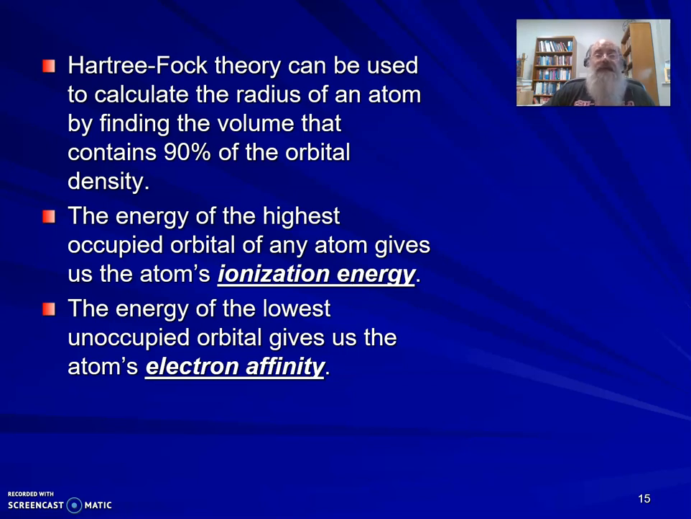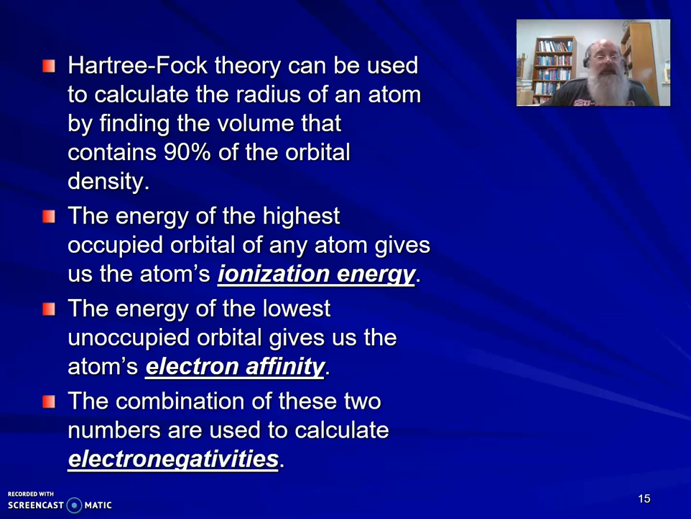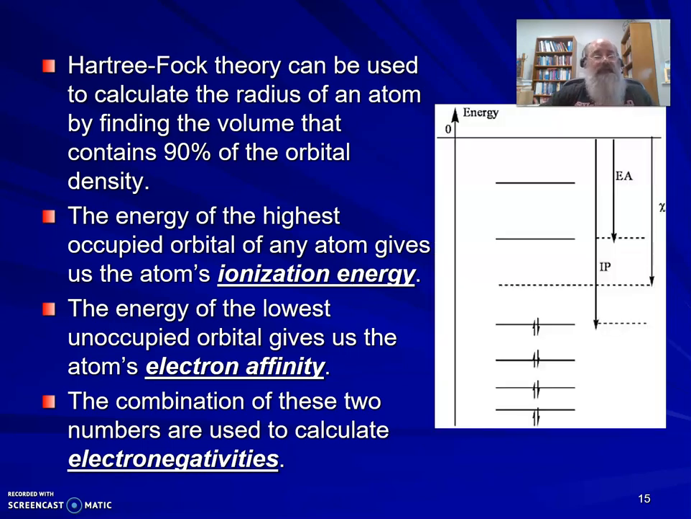So again, experimentally measurable items that we can calculate using quantum mechanics. And the combination of these two numbers are used to calculate electronegativities. And that runs us about out of time.